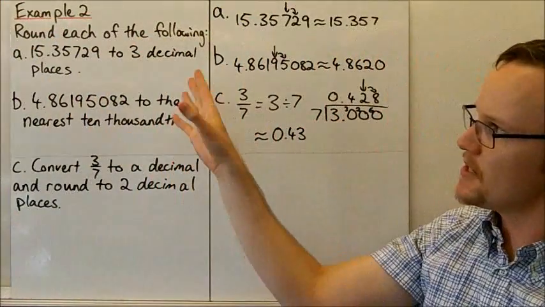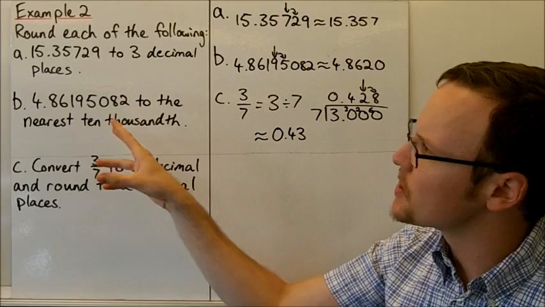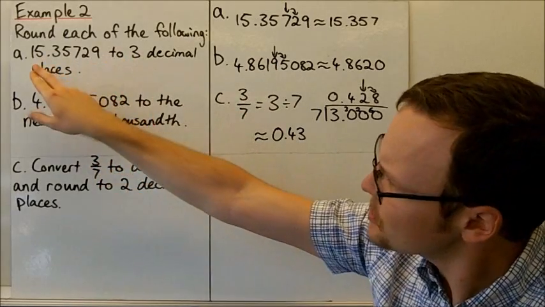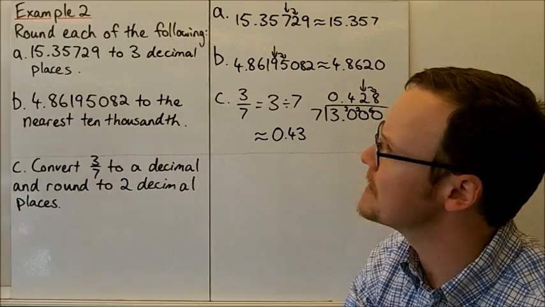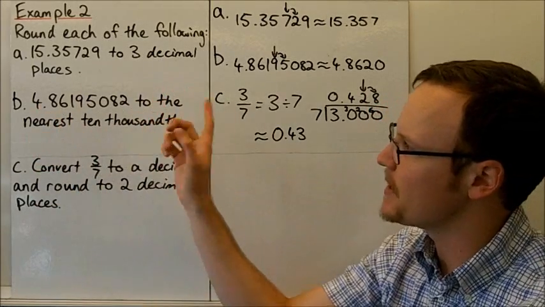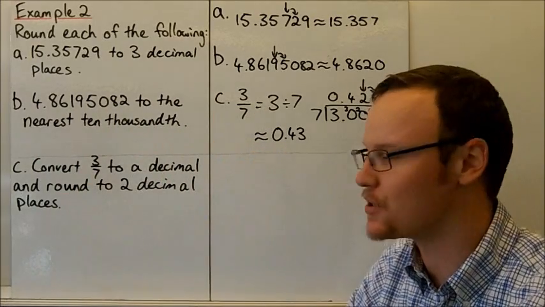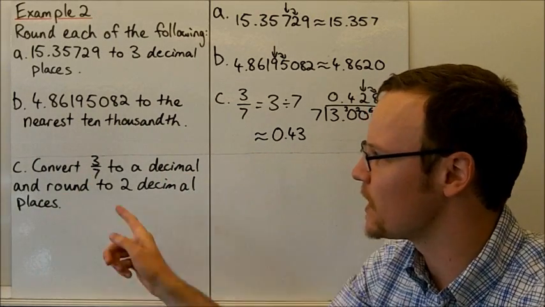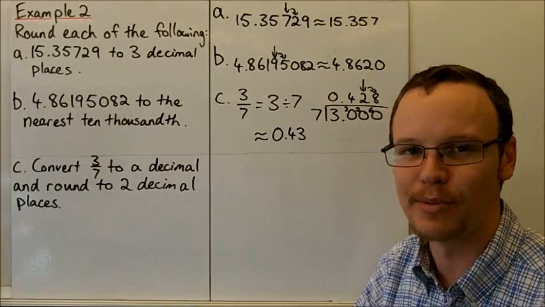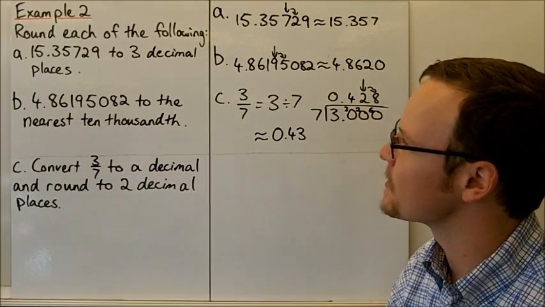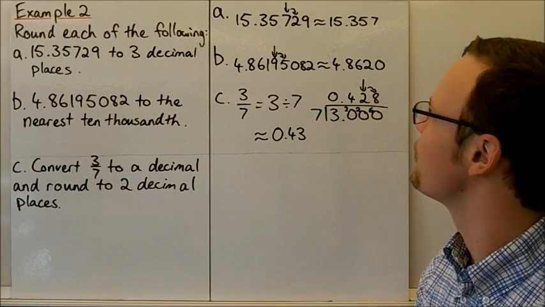So here are some examples, the last examples that we could look at for rounding. Here we've got 15.35729, and we've got to round it to 3 decimal places. Then we've got a big long number here that we've got to round to the nearest 10,000th. Then we've got to convert a fraction to a decimal and round it to 2 decimal places. It's one of those pesky sevenths. We know we're going to have a terrible time trying to work that one out if we have to go all the way, but we don't. We only have to round to 2 decimal places, which is fantastic.